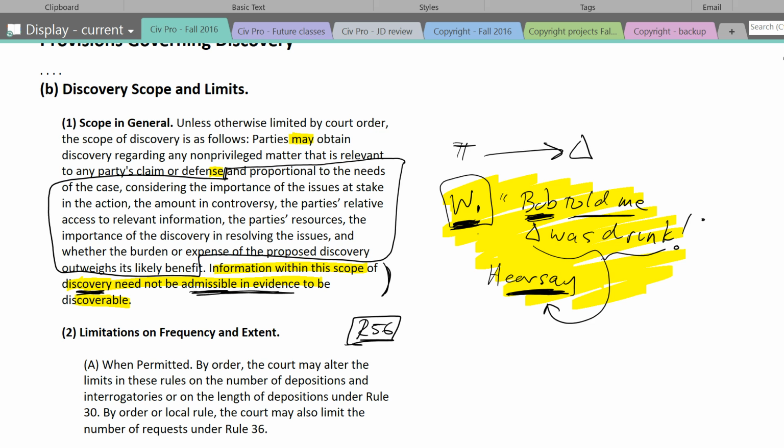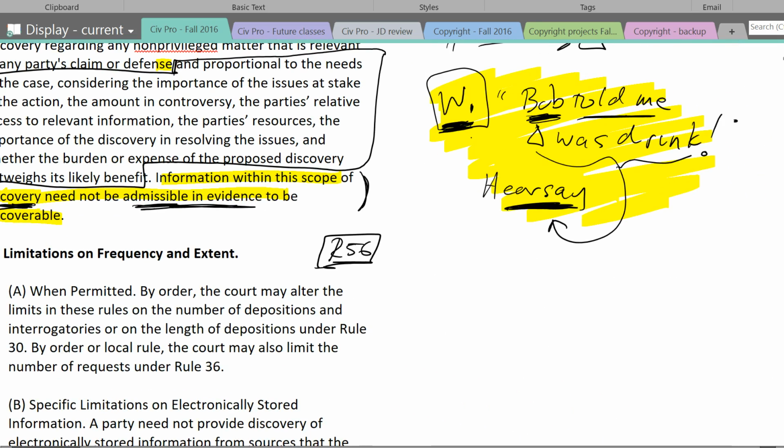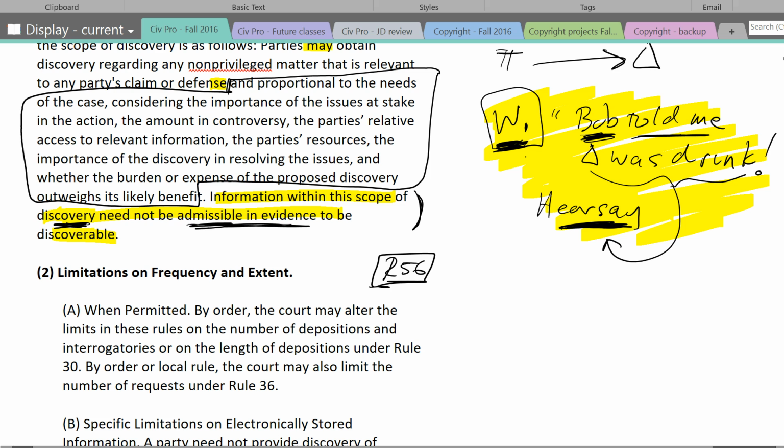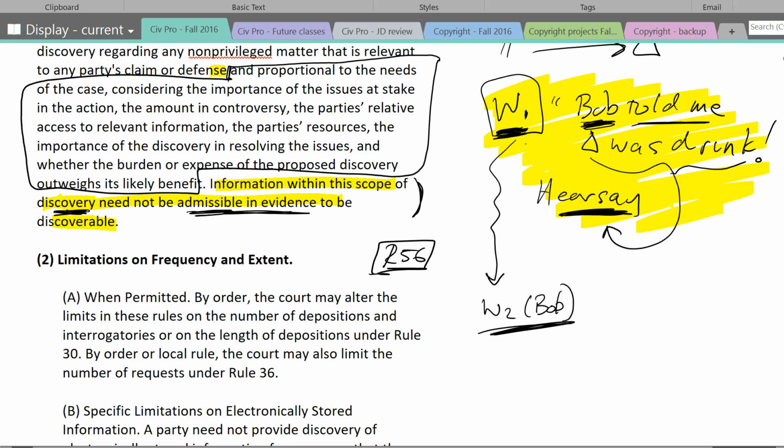So you can imagine that D at the deposition would object. Objection, hearsay. Don't pay attention to what witness one said. It can't be used. But that doesn't matter because information can be discoverable even if it's not admissible at trial. Why? Because witness one's statement could be used to let P and D know to depose witness two, who is Bob. So this non-admissible statement might lead to an admissible statement by Bob, who says, I saw D was drunk.